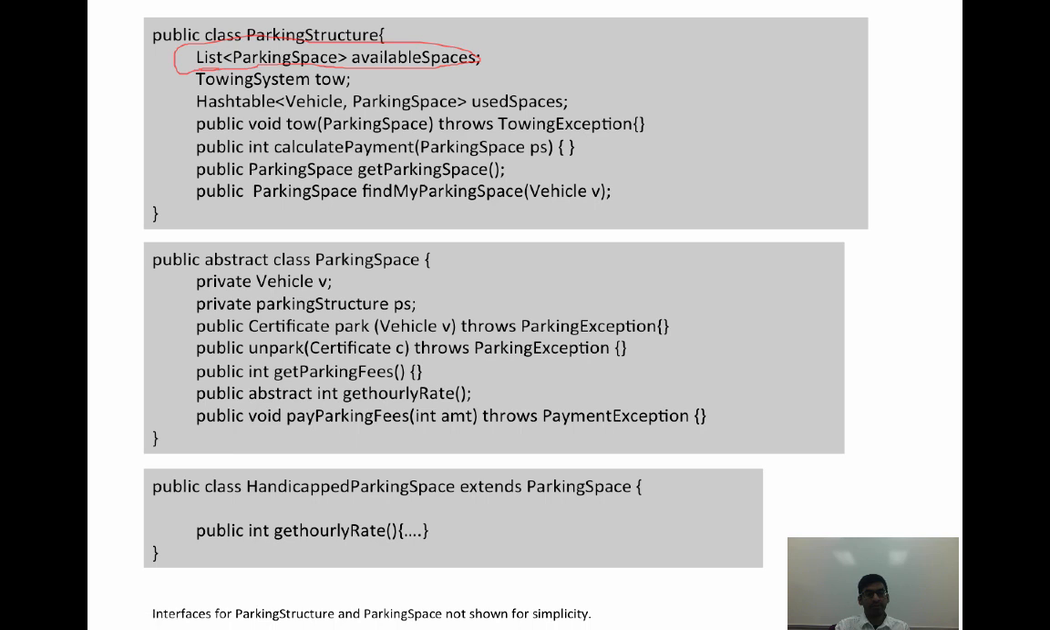So we now have the parking space class, which could either be handicap space or a regular space, and handicap space extends parking space. Likewise, regular parking space too would extend parking space, and each one of them concretely defines the get hourly rate. So it's the has a relationship between parking structure and a parking space, and is a relationship or inheritance between parking space and handicapped parking space and regular parking space.